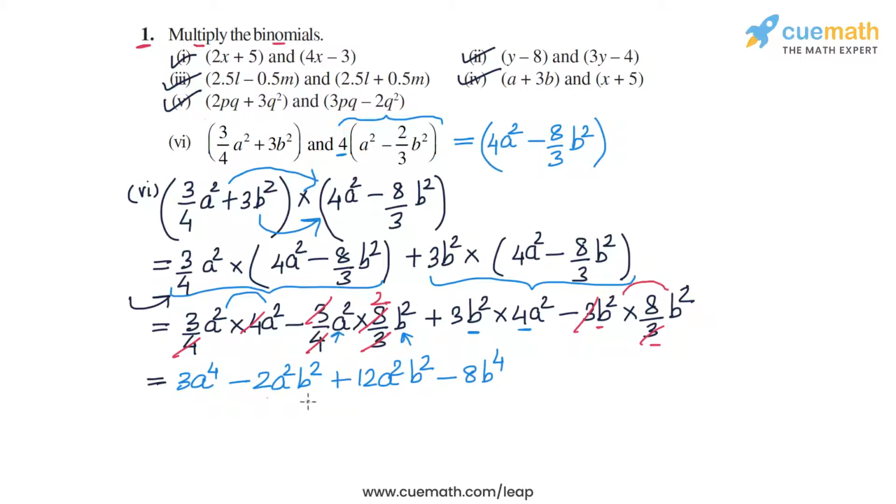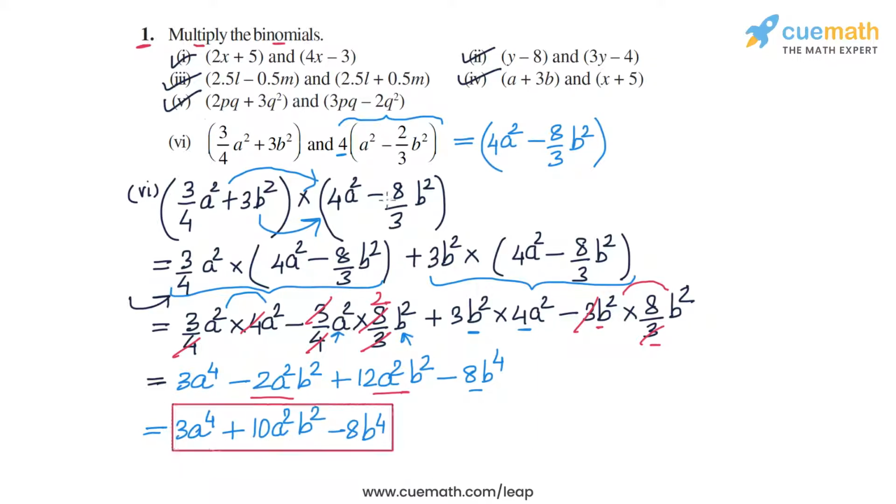Alright, now in the 4 terms that we have obtained, the second term and the third term are like terms, so we can combine them, and this will give us 3a to the power 4, and then minus 2a square b square plus 12a square b square will give us 10a square b square, and then we have minus 8b to the power 4. So now this expression finally is the simplified form of the product. So this is the answer for part 6, and with this we have completed question number 1.